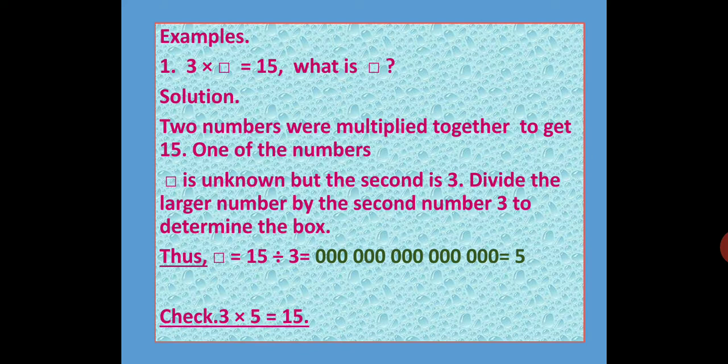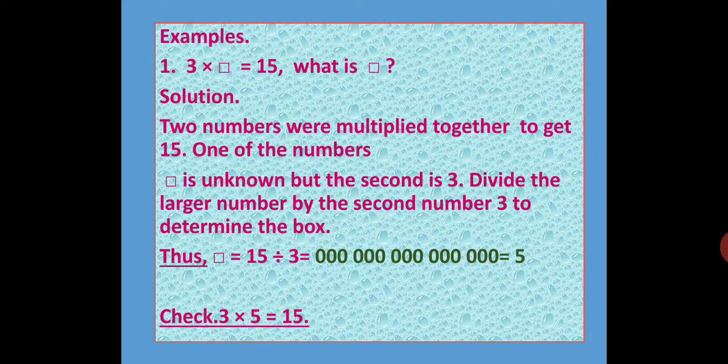Now, the second number is 3. What are you going to do? The rule says divide the larger number by the second number. What is the second number? 3. And that's going to determine what's in the box. So what we're saying is box is equal to 15 divided by 3.